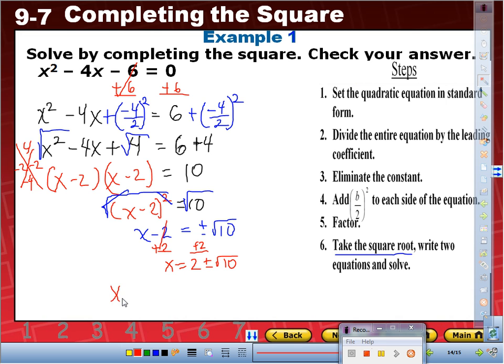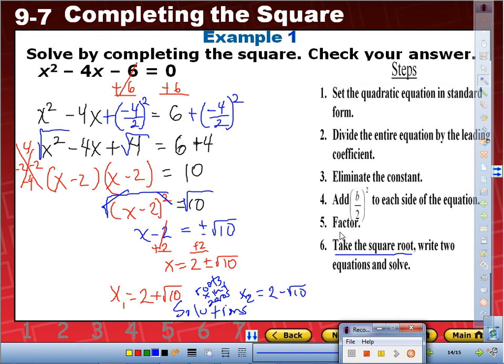X sub 1 is 2 plus square root of 10. X sub 2 is what? 2 minus square root of 10. What are these called? Roots, x-intercepts, or zeros. These are my solutions. Copy that, please. This one? It's a little 2, sub 2. This is a 1, x sub 1, x sub 2.